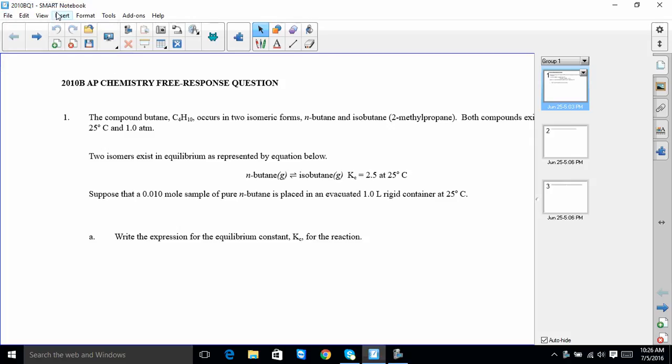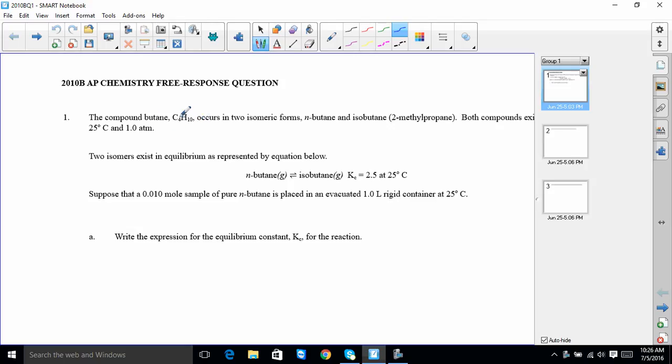All right, this one is short, and the reason why it's short is because they took a lot of the organic off the AP exam when they did the revision. This is a pretty cool problem for ICE charts that's not too tough. And so here we go.